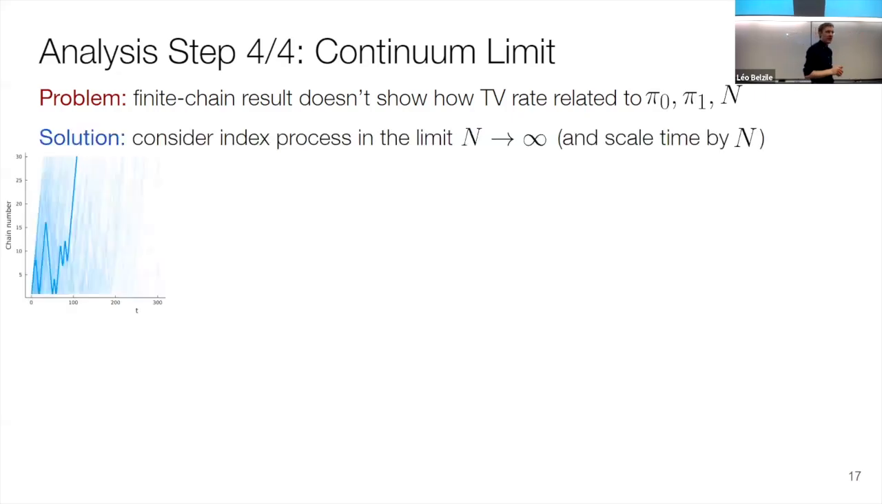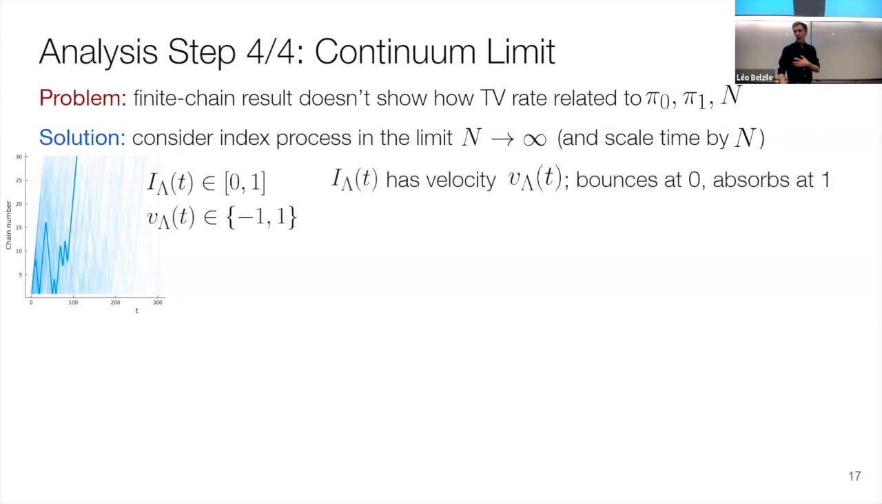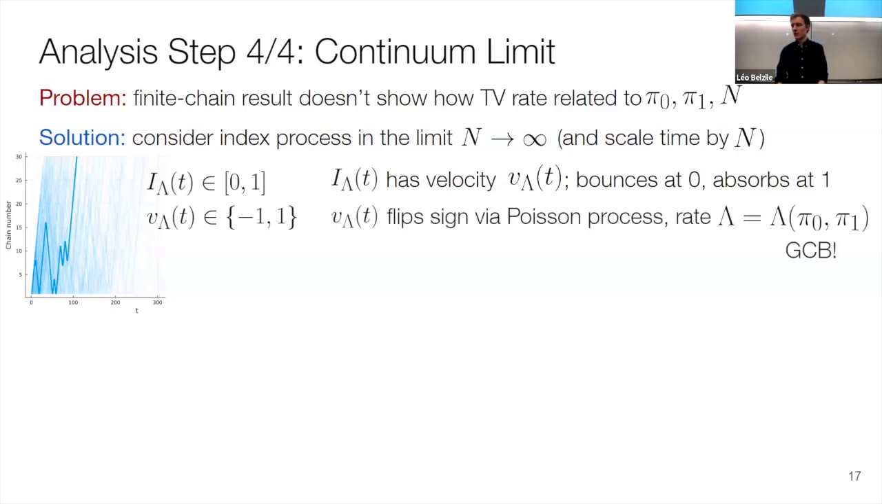So what happens is our index process, which was this discrete state Markov chain with I going from 0 to n, becomes a continuous time Markov process. But otherwise, it looks very similar. So I is now between 0 and 1 on the continuum. V, the velocity, is still -1 or 1. I has velocity V. I bounces at 0 and it absorbs at 1. 1 represents the target. In this case, 0 is still the reference.